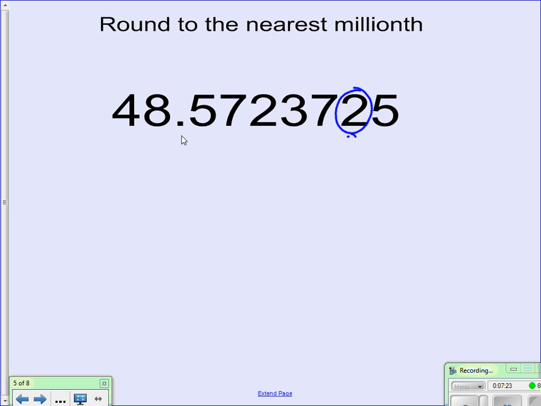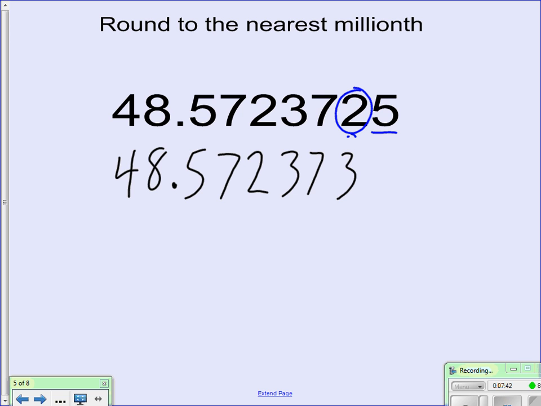So the 2 is in the millionth place. I look right next door. It's 5. So I'm going to add 1 more. And get 2 to a 3. Rewrite all the numbers in front of it. And I can then either add the 0 for the 5, changing that 5 to 0, or I can just leave it alone.